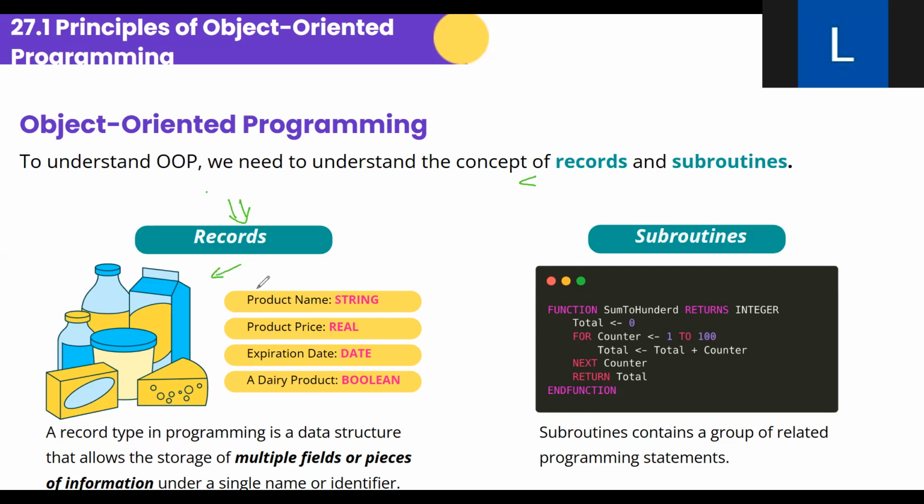So if we want to make a record for a product, we will make maybe variables called product name, product price, expiration date, and dairy product. So this will be a Boolean, this will be a date, product price definitely can have a decimal point, so we'll create it as real. Product name can always be a string. It doesn't need to be a number.